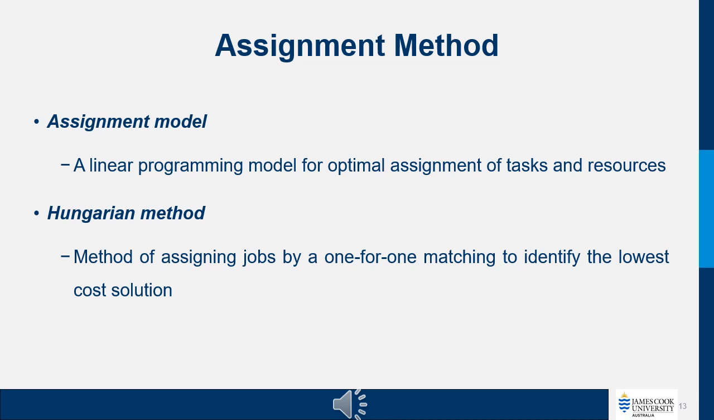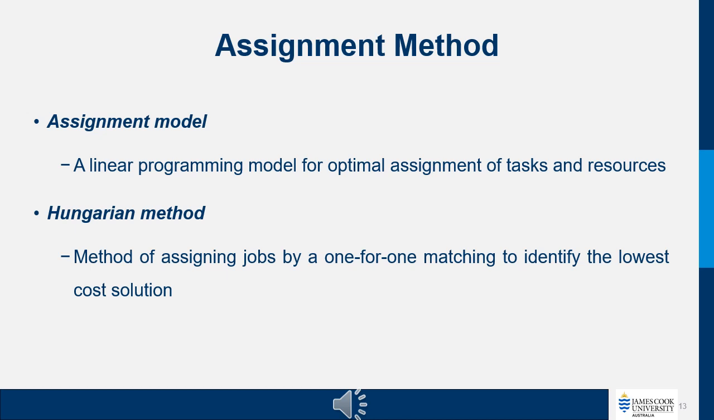Then we have the Hungarian method, also known as the Kuhn-Munkres algorithm, is a specific algorithm used to solve assignment problems. It provides a systematic approach to find the lowest cost solution by creating a one-to-one matching between jobs and resources. The method identifies the optimal assignment by calculating the cost matrix and modifying it through a series of steps until the lowest cost assignment is achieved.